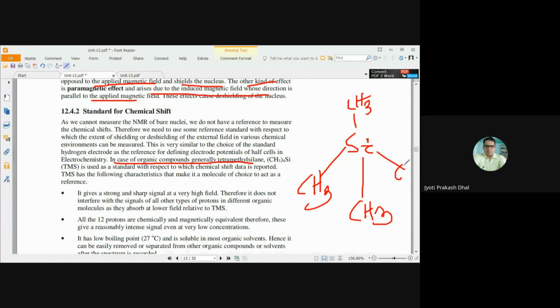So tetramethylsilane, that is called TMS, is used as a standard with respect to which the chemical shift data is reported. In order to calculate the chemical shift of any type of organic molecule, it is compared with tetramethylsilane, where tetramethylsilane is considered as the standard.